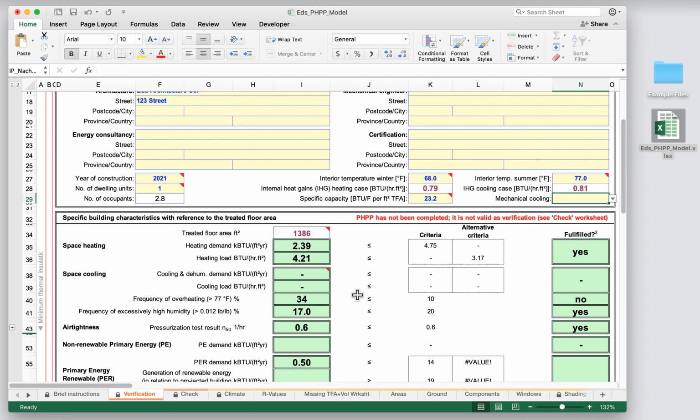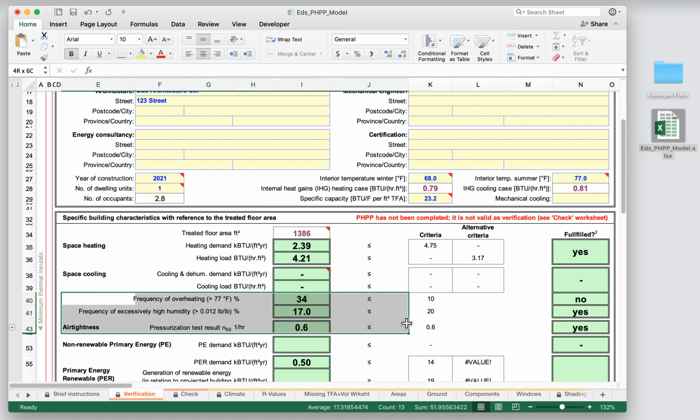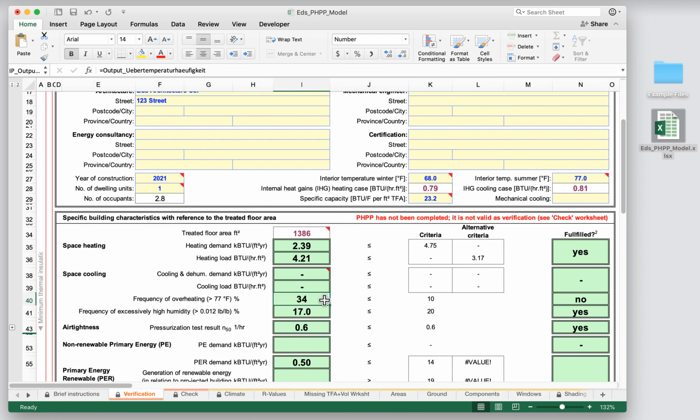And so when we do that, there are two criteria that we want to keep in mind when judging whether or not we can actually meet this threshold. And that's these two values right here. So we have a frequency of overheating percentage, with overheating defined as above 77 degrees Fahrenheit, 25 degrees Celsius. And a frequency of excess high humidity, so overly humid interior conditions, defined as above 0.012 pounds of moisture per pound of dry air. And notice here I'm getting a result of 34% overheating.